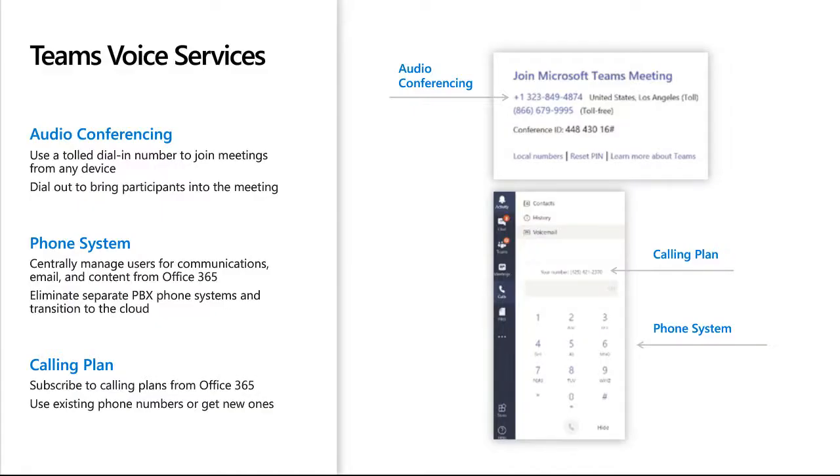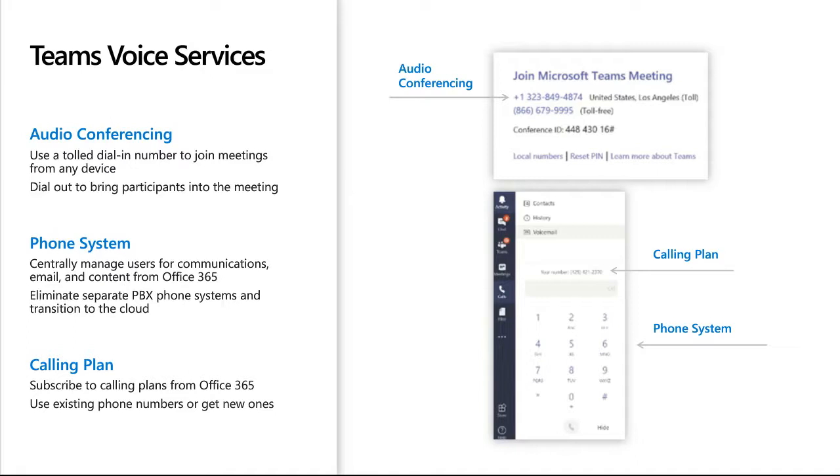So some of the voice services you get with Teams are audio and conferencing, and this is where you can use toll dial-in numbers to join meetings from any device. As you can see on the right-hand side, somebody wants to join a meeting and they may not have Teams or may not be in an area to use Teams, then they can dial in using the dial-in number and the conference ID. This is what we're normally used to seeing.